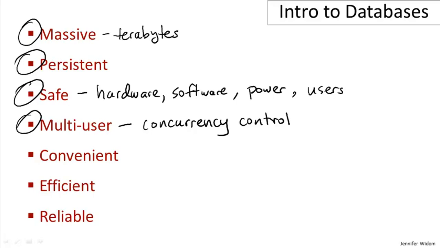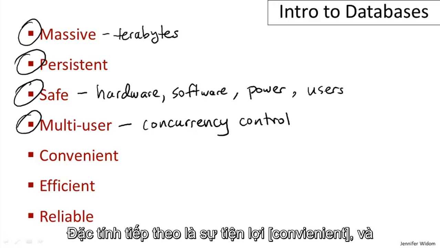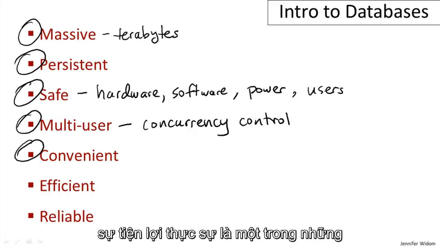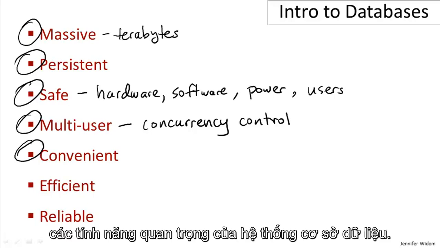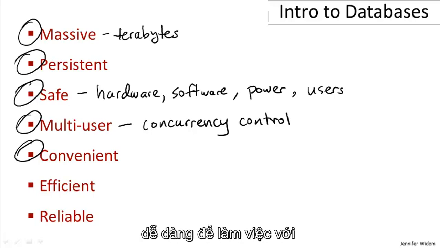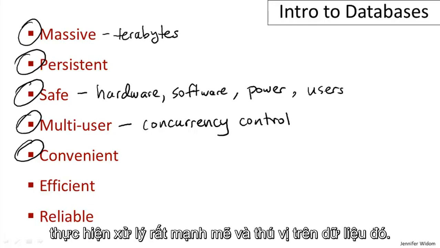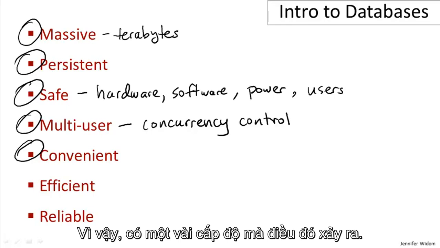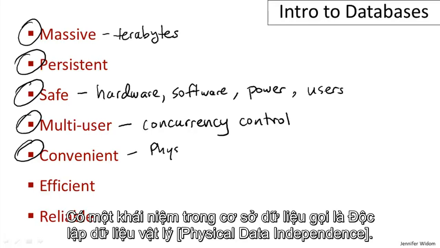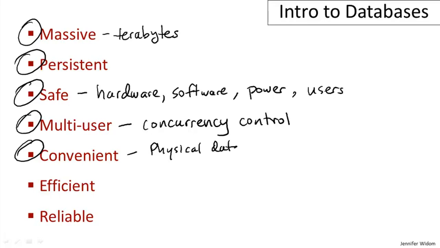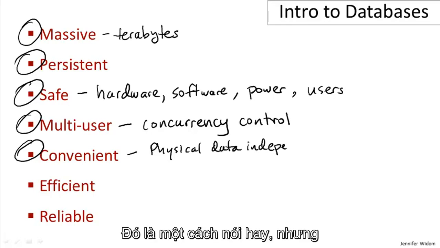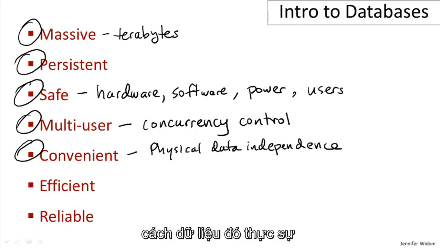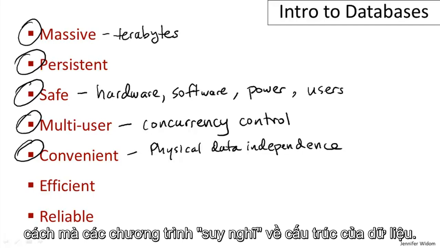The next adjective is convenience, and convenience is actually one of the critical features of database systems. They really are designed to make it easy to work with large amounts of data and to do very powerful and interesting processing on that data. There's a couple of levels at which that happens. There's a notion in databases called physical data independence. It's kind of a mouthful, but what that's saying is that the way the data is actually stored and laid out on disk is independent of the way the programs think about the structure of the data.